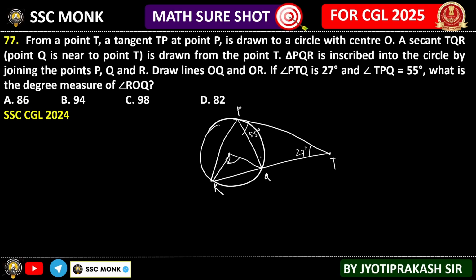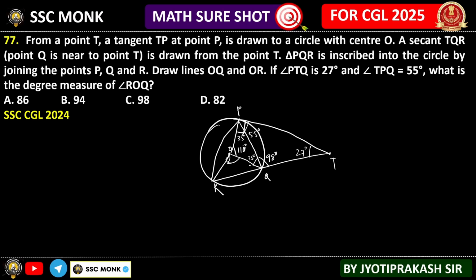If this is 55, this is 27. This value will be 180 minus 82, that is equal to 98 degree. Now see, if I join, this is a tangent. So this total value is 90 degree, out of which 55 is gone. So this is 35 degree. This is 35 degree, 70 is gone. So this much value is equal to what? 110 degree. Clear?